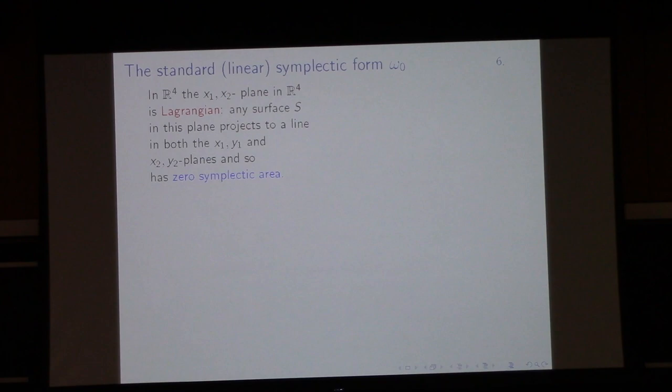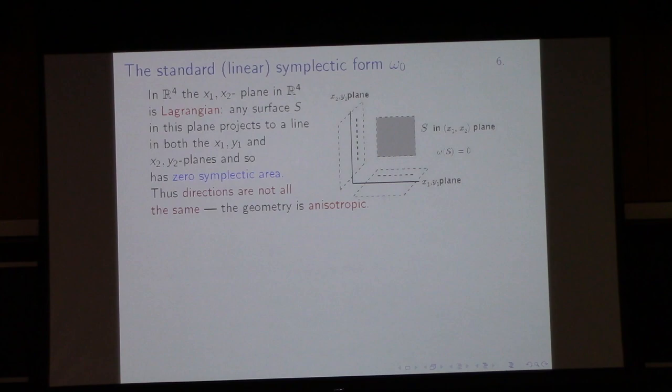Now, another real difference from Euclidean geometry is that the geometry is different in different directions, because we're in four-dimensional space for this thing. And if we take, say, the x1, x2 plane, it projects down to a line in the x1, y1 plane, and a line in the x2, y2 plane, so its area is zero. So you have directions in which the area is zero. Those, a plane on which the form vanishes identically, are Lagrangian. So you have directions in which you get zero area, but of course there are directions where you get positive area, and also directions where you get negative area. So you have a very asymmetric, anisotropic space. There are different directions in this space.